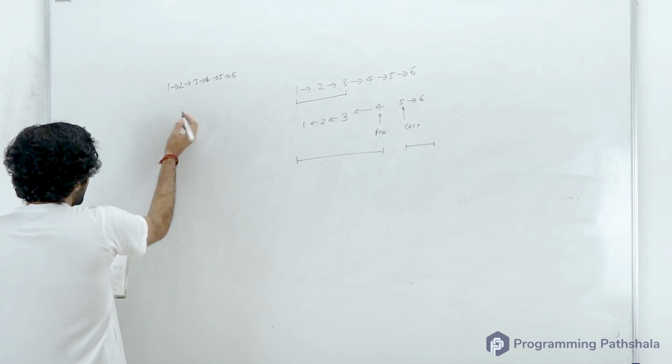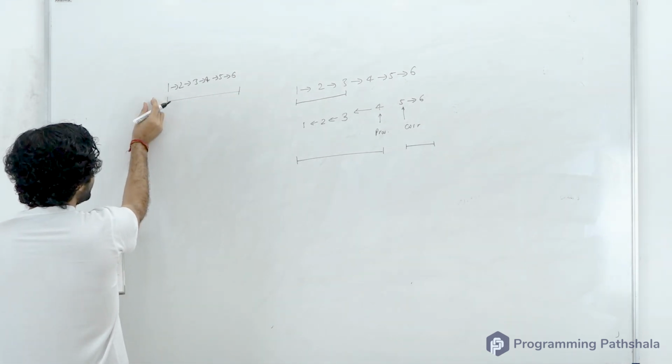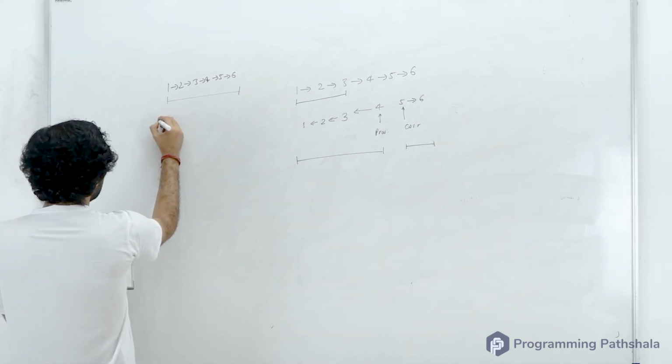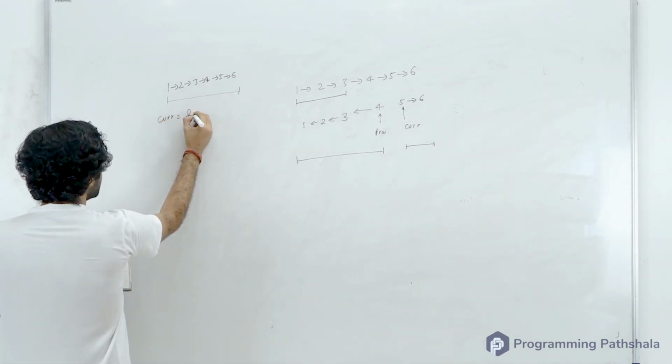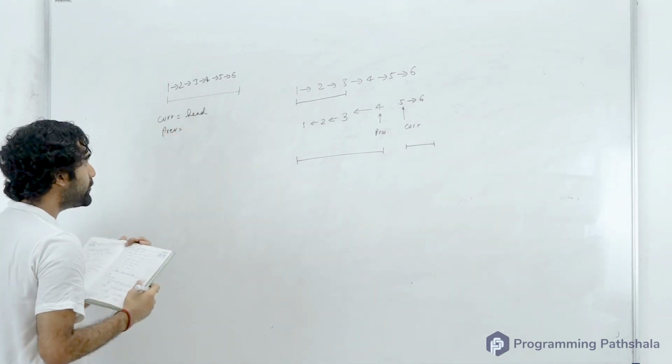Okay, so currently this is the non-reverted part, and my reverted part is nothing. It's literally nothing. Okay, so I'll start with current equals to head. And what should be my previous? Can somebody tell me what should be the value of my previous?